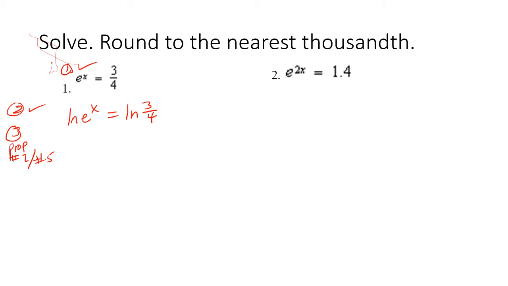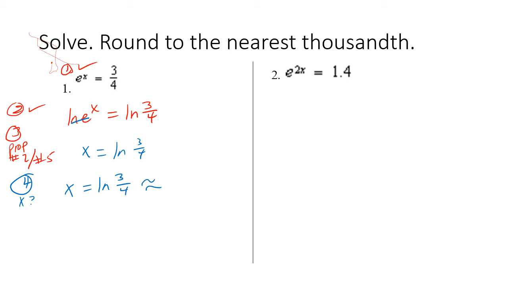And just like any other time we've done this, natural log is going to undo e. So we're going to be left with x equals the natural log of 3/4. Okay, so step 4 is to isolate x. And we're like, oh, x is already isolated. It equals natural log of 3/4. So that's our exact. We're going to use a calculator to find an approximate.